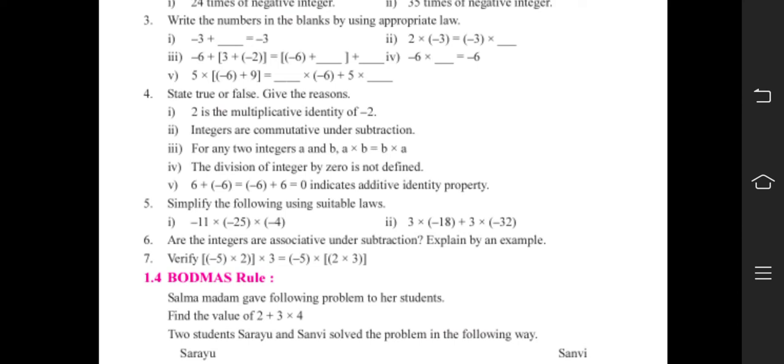Next, fifth one. 6 plus minus 6 is equal to minus 6 plus 6 equal to 0. This indicates the additive identity property, children. Which property is it? It is the additive inverse, but it is not the additive identity property. So it is false. It is the additive inverse property.